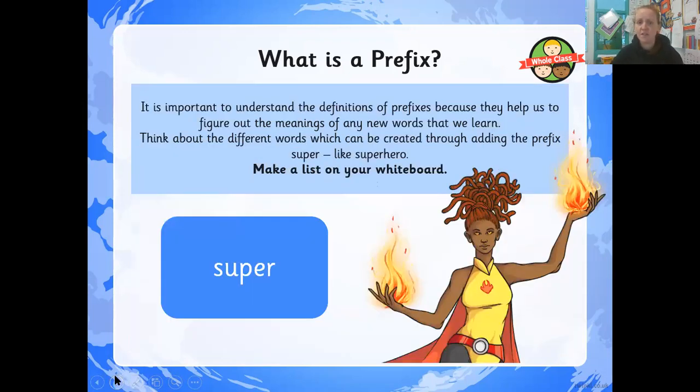It is important to understand the definitions of prefixes because they can help us to figure out the meaning of any new words. So yesterday, when we looked at un as a prefix, we needed to know that un meant not, because then it helped us to understand what the new words meant. So that's why we need to understand the prefix.